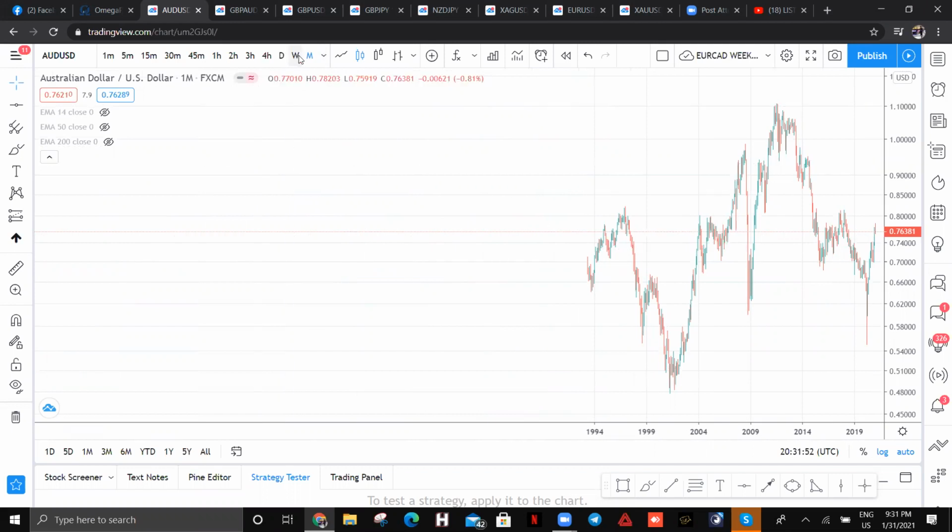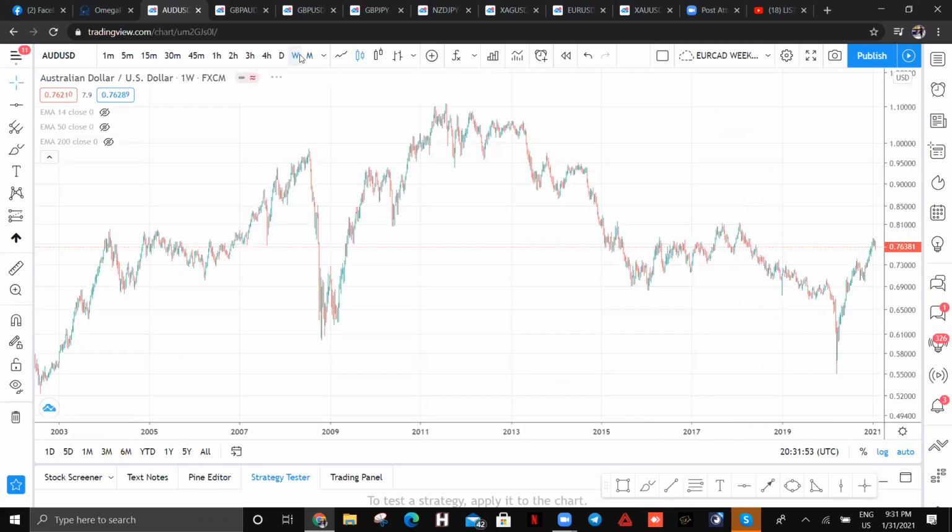You confirm with the weekly. You're not analyzing anything on the higher time frame. You confirm with the weekly. You see that the market is still on the resistance zone. This is still on the resistance zone. There's a resistance zone here.